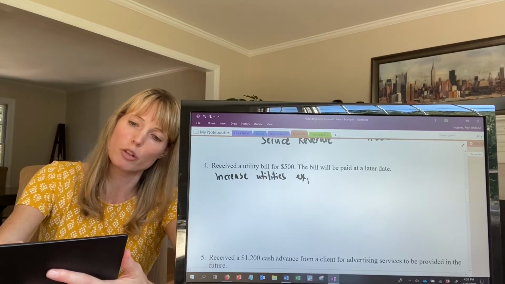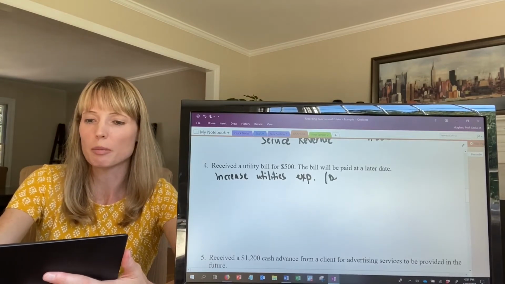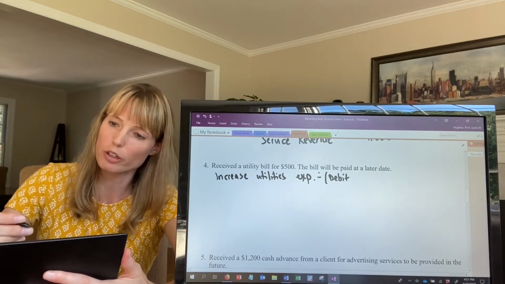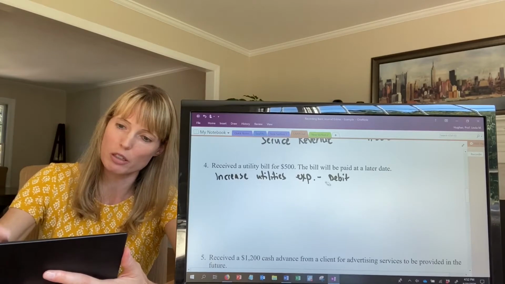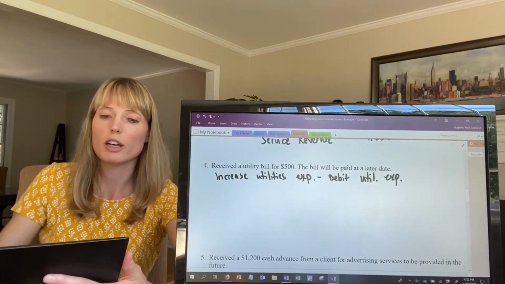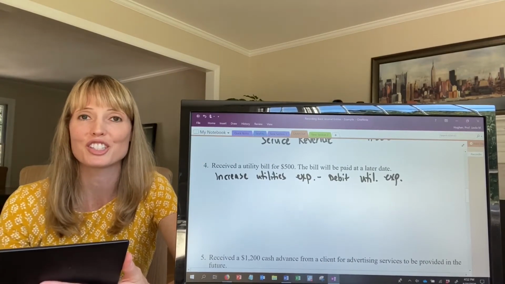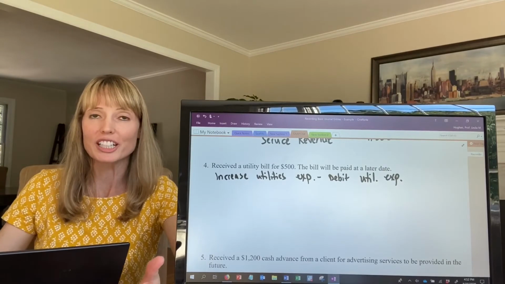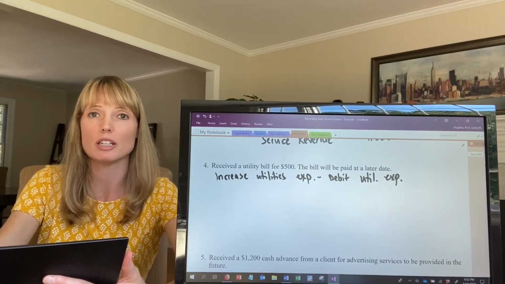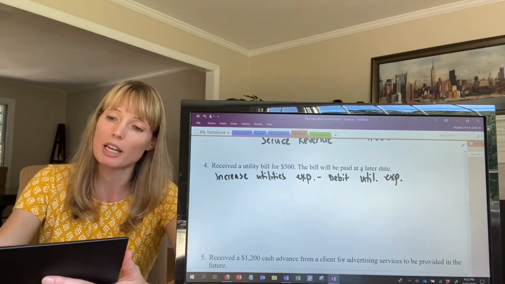And how do we record an increase to an expense? We do that with a debit. So we're going to debit utilities expense. And what else happens? Now, nobody's just allowing us to use the utilities for free. So we did not pay cash in this case. If we had, we would decrease cash, an asset, and credit cash. But in this case, the bill will be paid at a later date.